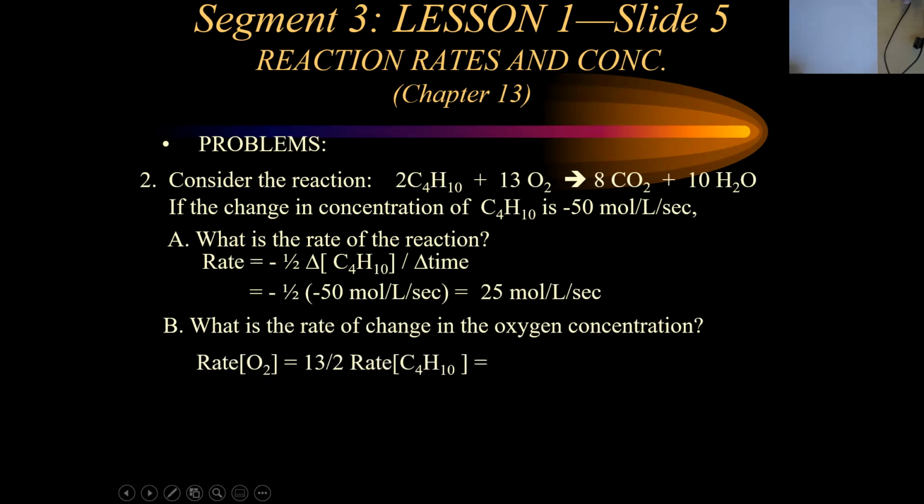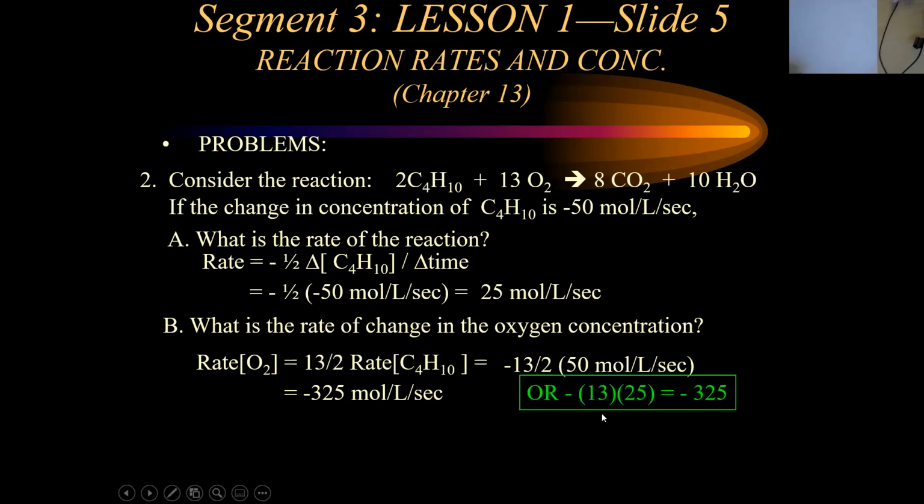So specifically, if I say, okay, the rate of oxygen concentration is going to be 13 halves of the rate of the propane concentration, right? That's the conversion. So 13 halves of 50 is going to be minus 325 moles per liter per second. And we've got that by just the concentration of oxygen is 13 halves of the change in the concentration of this one. That's the stoichiometry.